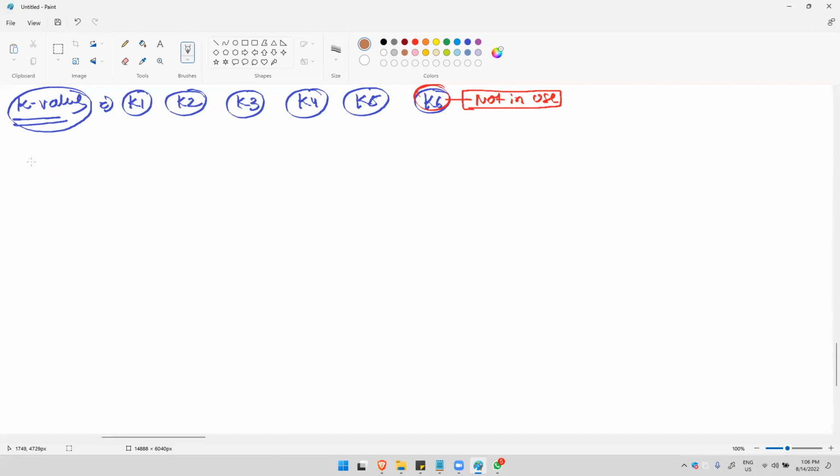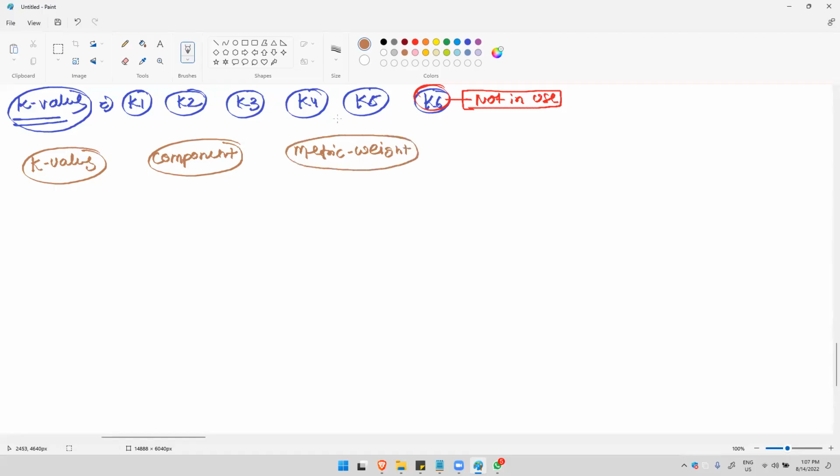In EIGRP, first we get the K values information, then the component information, then the metric weight. Metric weight means 1 or 0 only: 0 means off and 1 means on. We can set other metric values also, no worry. If you want to set 2, you can use that.